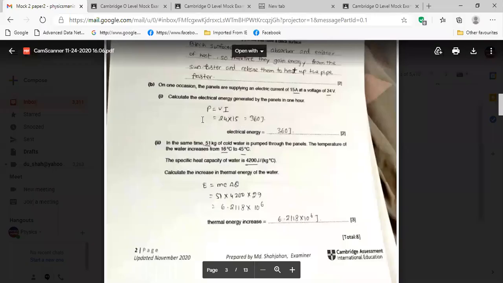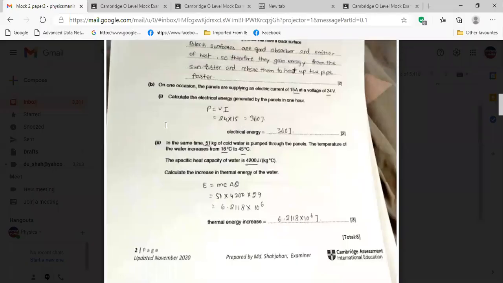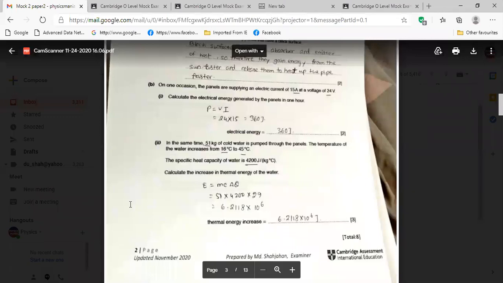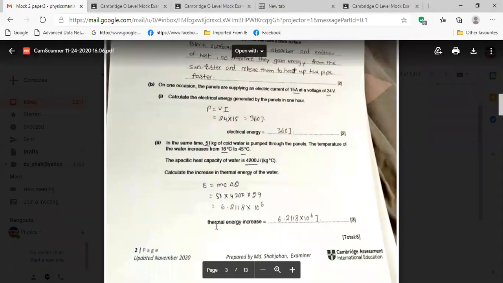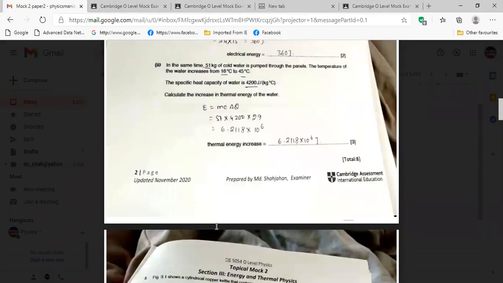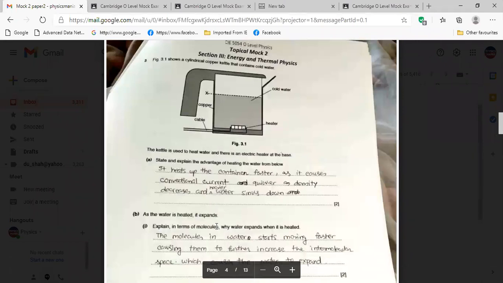In that case, -1. But if you are not writing the formula properly, then you have -2. Yes, sir. I understand. The next part is correct. Now 3.